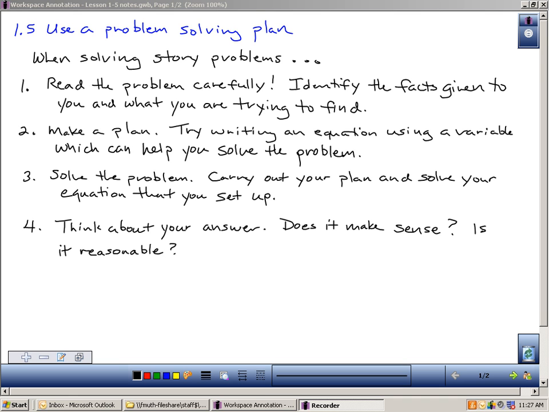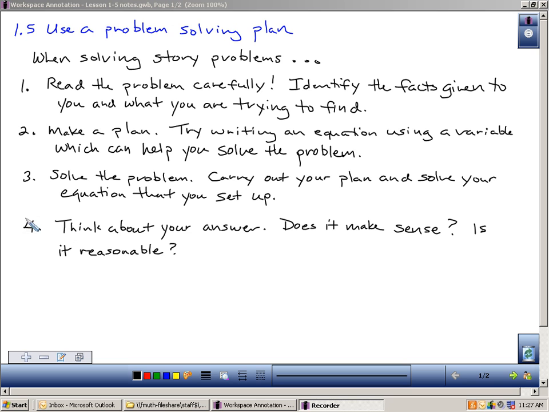Next, make a plan. Try writing an equation using a variable which can help you solve the problem. The book doesn't say this, but I'm going to: I think it is incredibly helpful to draw a picture. When you're making a plan, if you draw a little picture of what's going on, at least for me, that's many times helped me figure out something that I wouldn't have got otherwise. Next, solve the problem. Carry out your equation and your plan and work it out.